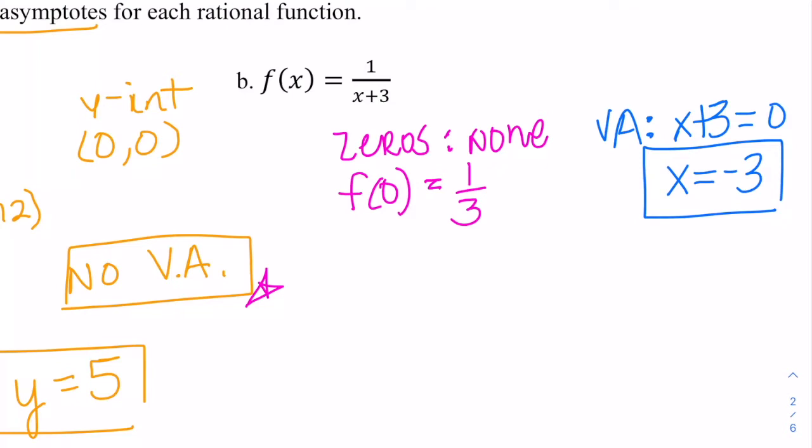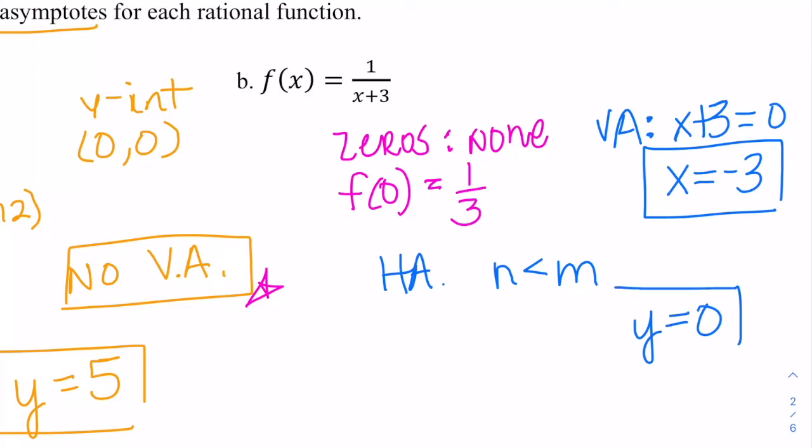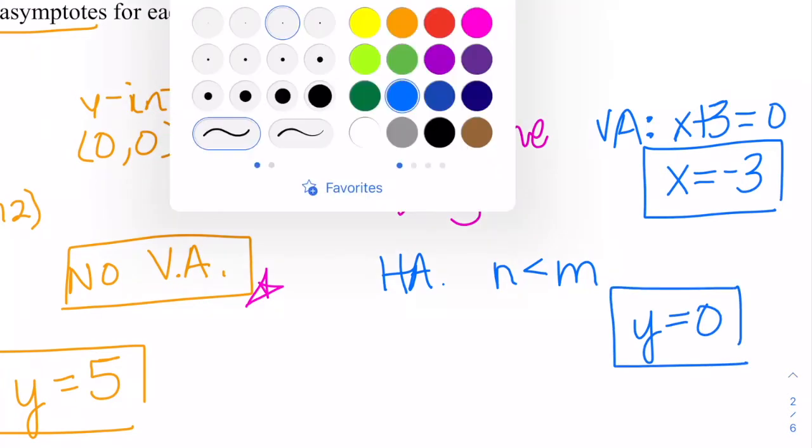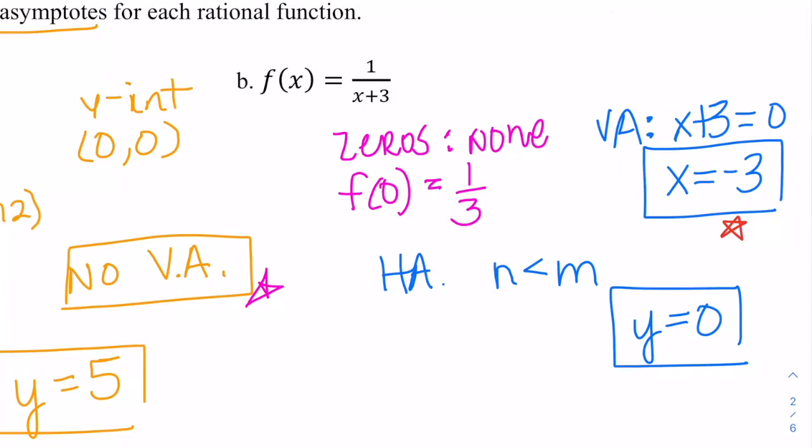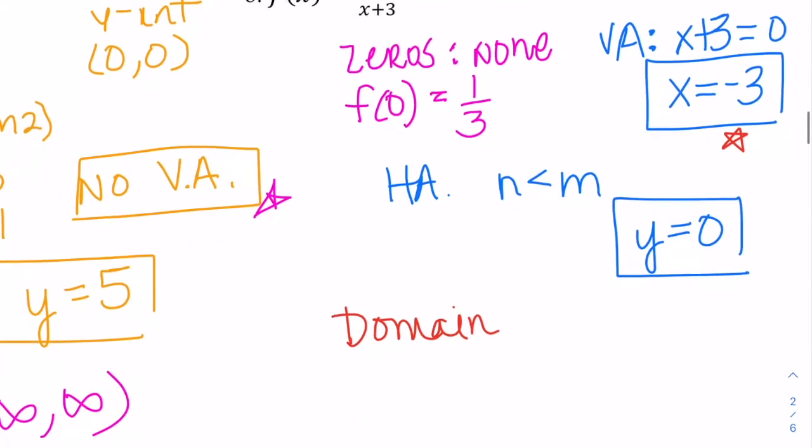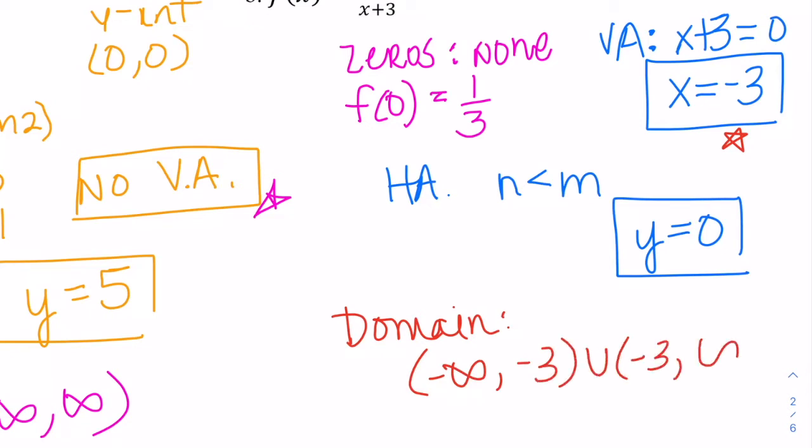The degree is greater in the denominator. So I'm going to put that the degree in the numerator is less than the degree in the denominator. So we're going to have a horizontal asymptote at y equals 0. Since there was a restriction on the domain, on the vertical asymptote, our domain is going to have 2 intervals. So we can go from -infinity to -3, because that's where the vertical asymptote is, and -3 to positive infinity.